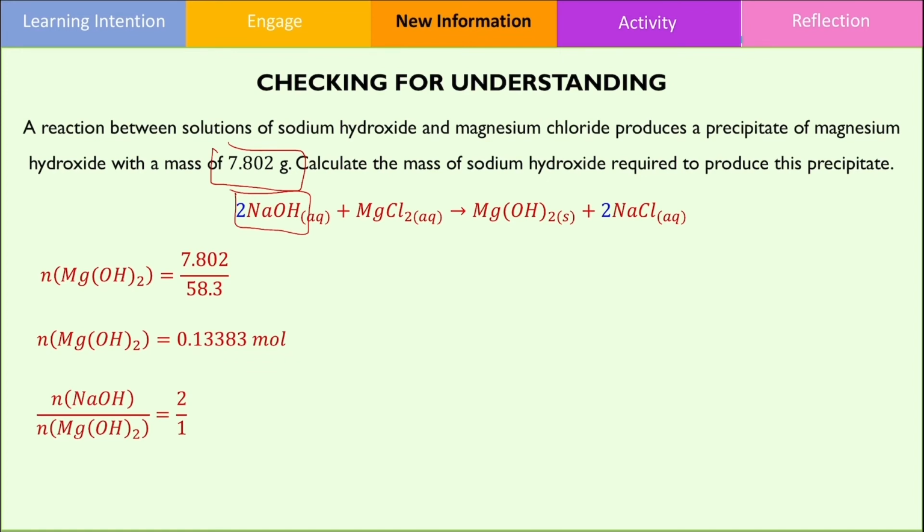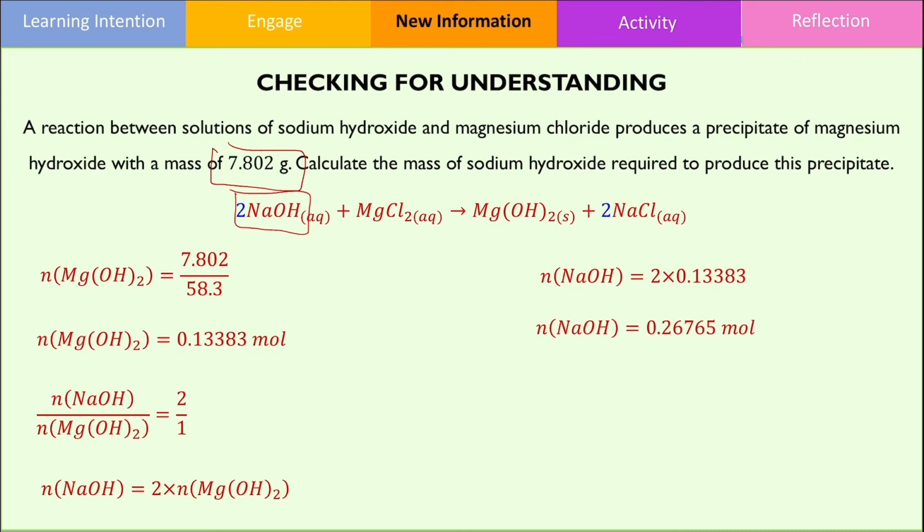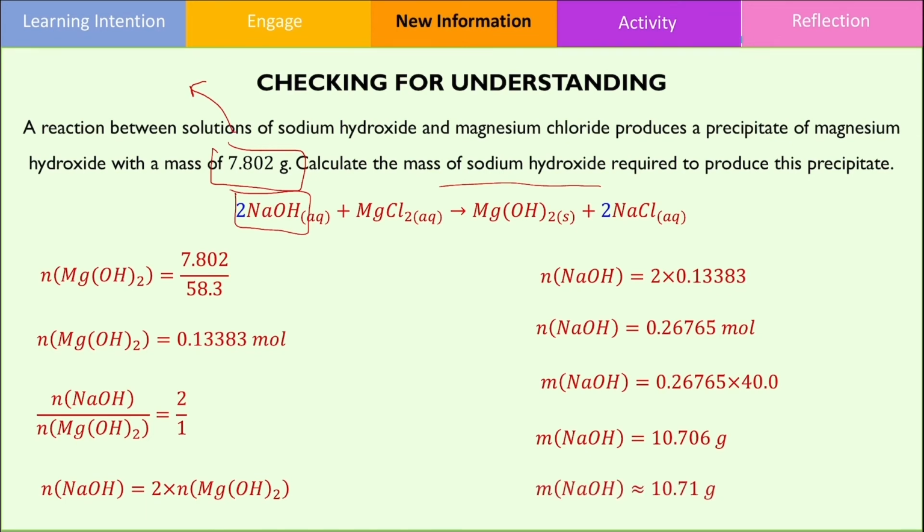According to this ratio, the number of moles of sodium hydroxide should be double the number of moles of magnesium hydroxide. Hence, the number of moles of sodium hydroxide is going to be equal to 0.26765 moles. From here, I can then calculate the mass of sodium hydroxide by multiplying by the molar mass of sodium hydroxide, giving me an answer of 10.6706 grams. However, I need to express my answer using 4 significant figures, giving me an overall answer of 10.71 grams. Have a go at the next question.